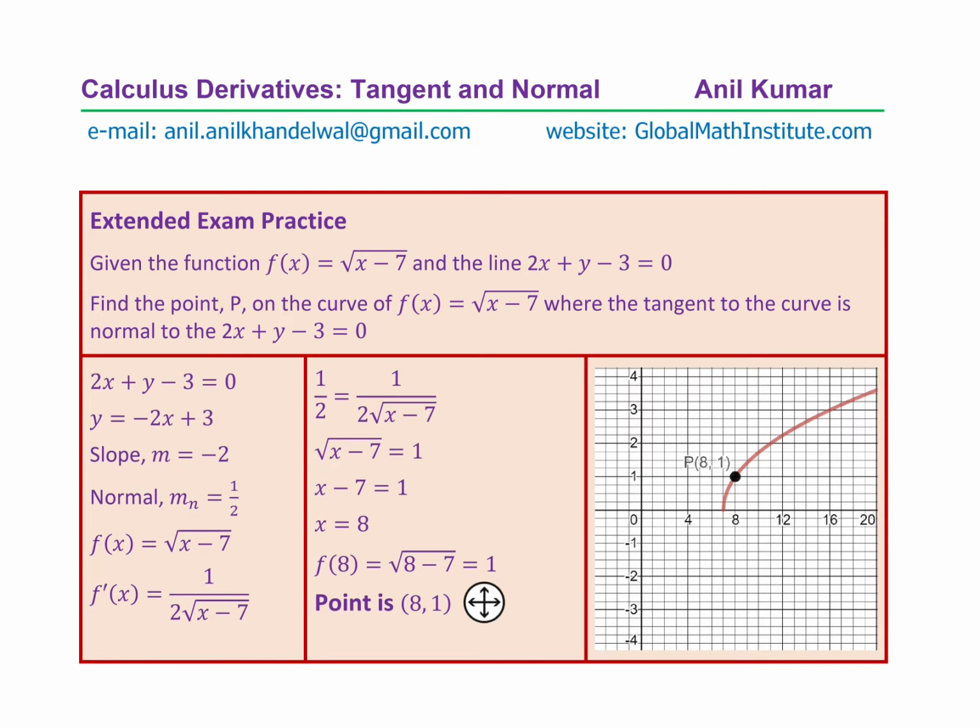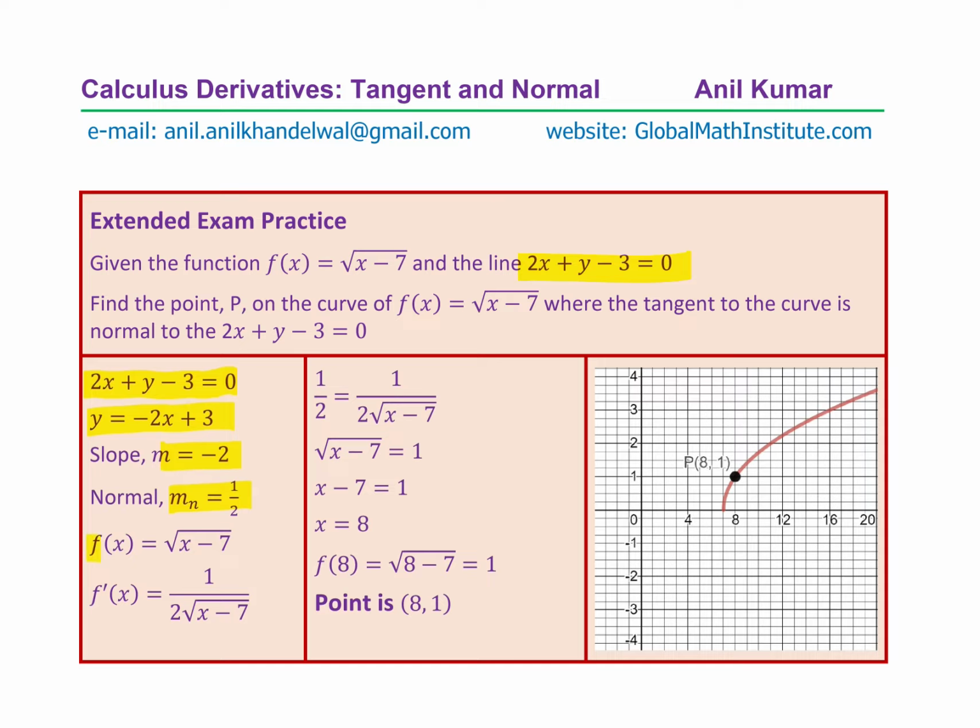Okay, here is the solution. As I was saying, first part, we are given the equation of the line, which is 2x plus y minus 3 equals 0. Rearranging, we get the slope of the line, which is minus 2. Now this is the given line. We want the normal to the line. The slope of the normal will be the negative reciprocal. So the slope of the normal is half.